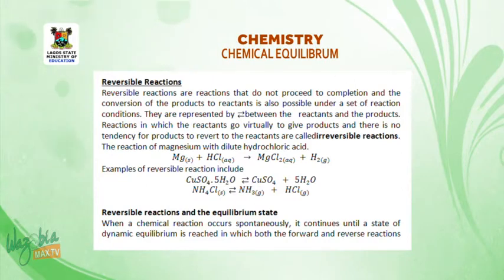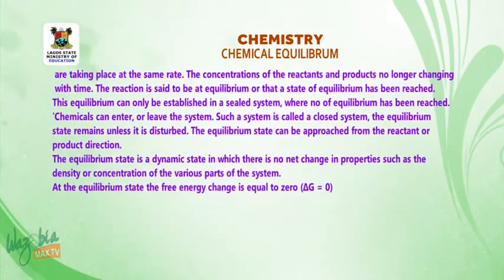Reversible reactions and the equilibrium state. When a chemical reaction occurs spontaneously, it continues until a state of dynamic equilibrium is reached, in which both the forward and reverse reactions are taking place at the same time. The concentrations of the reactants and products are no longer changing with time. The reaction is said to be at equilibrium, or that a state of equilibrium has been reached.